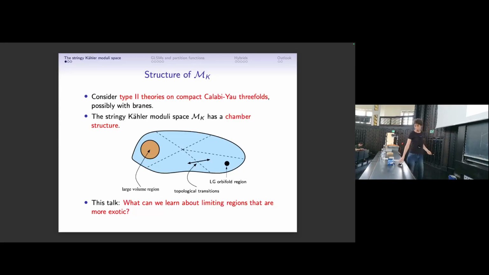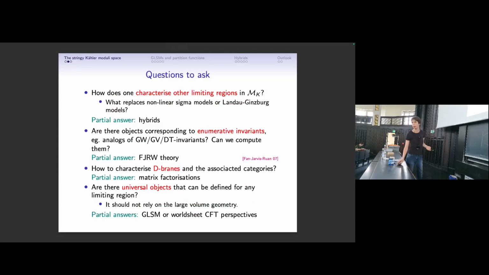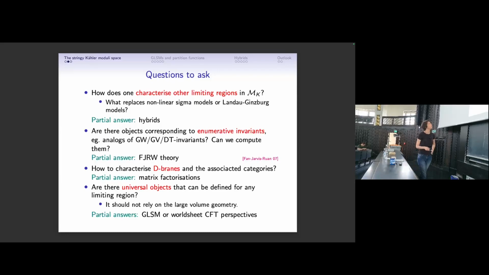All right, so just to give a little bit of a summary of what kind of questions we can study about these more exotic regions of the moduli space. So the first is how to characterize them both mathematically and physically. So in large volume regions, we know that we have nonlinear sigma models, and we have algebraic geometry, so that works very well. And Landau-Ginzburg models, we are also very well understood. We have actions, we understand branes, and so on and so forth. And other regions, well, they can be quite a lot. We usually don't know what the low energy effective theories are that describe them, with one exception that I'm going to talk about today, which are the hybrids.